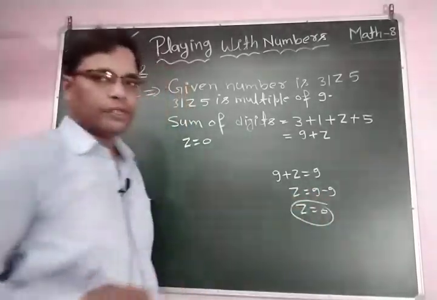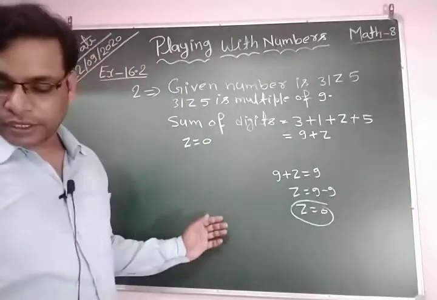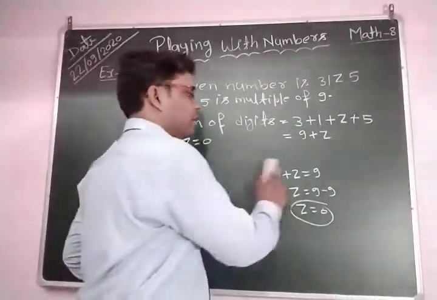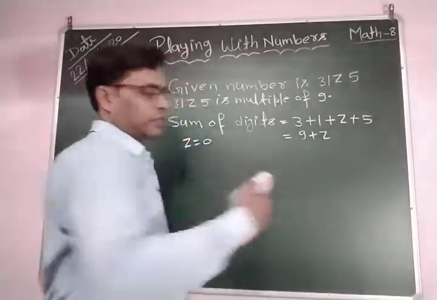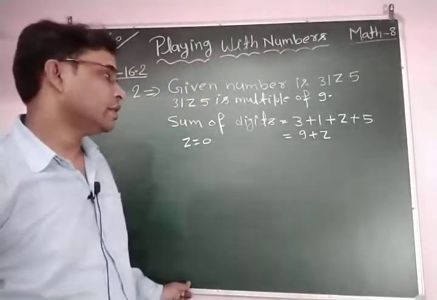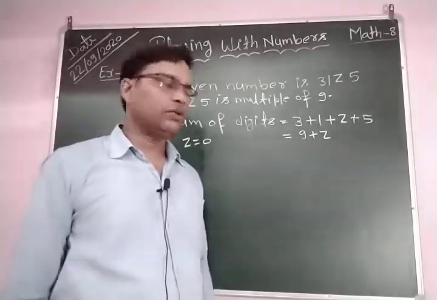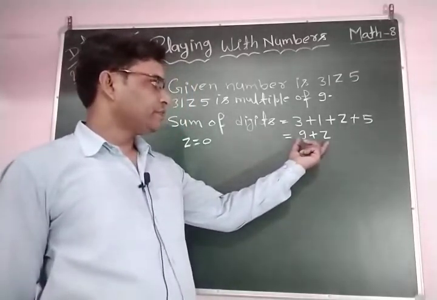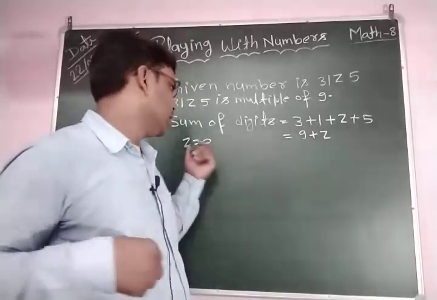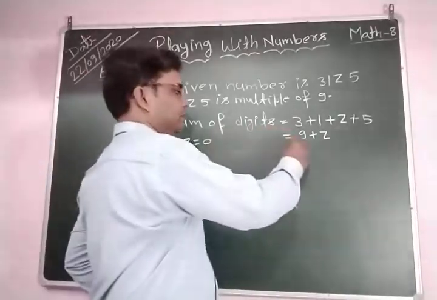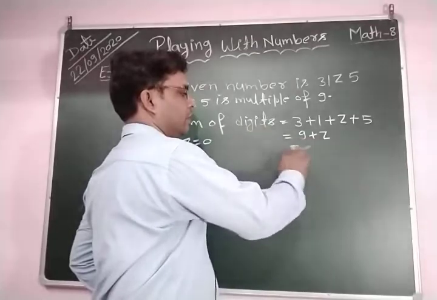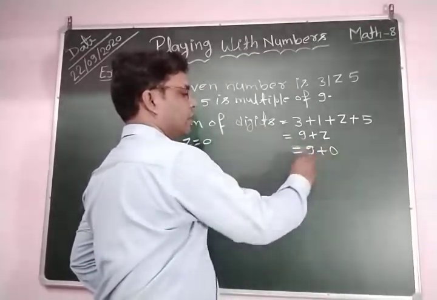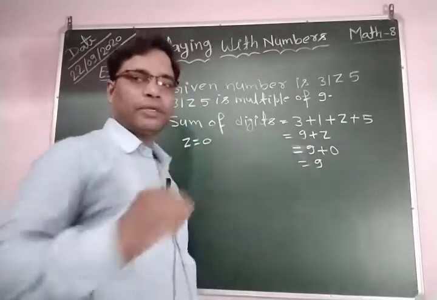So if you take z is equal to 0, then this number is divisible by 9. Here we use the trial and error method to find the value of z. So we take z is equal to 0, so it becomes 9 plus 0, or 9. 9 is divisible by 9.